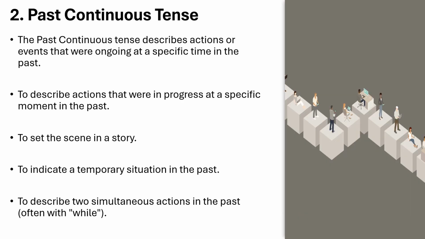Number 2. Past continuous tense. The past continuous tense describes actions or events that were ongoing at a specific time in the past. It is used to describe actions that were in progress at a specific moment in the past, to set the scene in a story, to indicate temporary situations in the past, and to describe two simultaneous actions in the past, often with while.